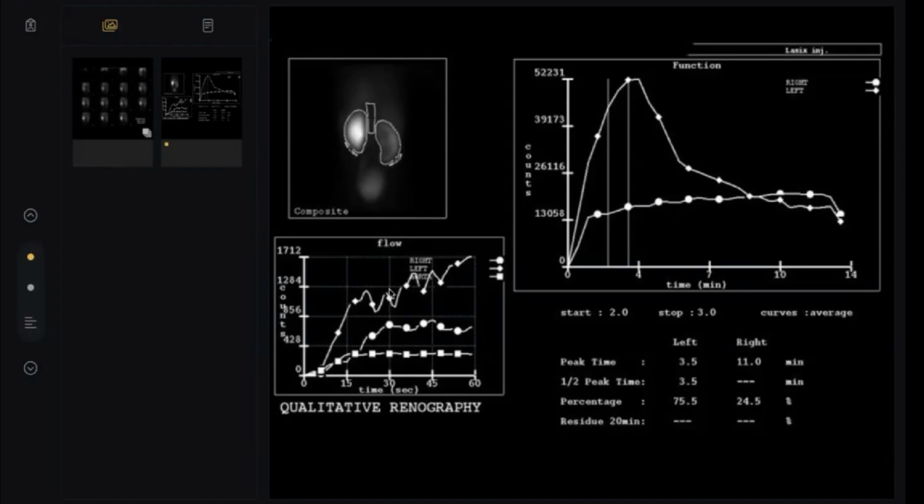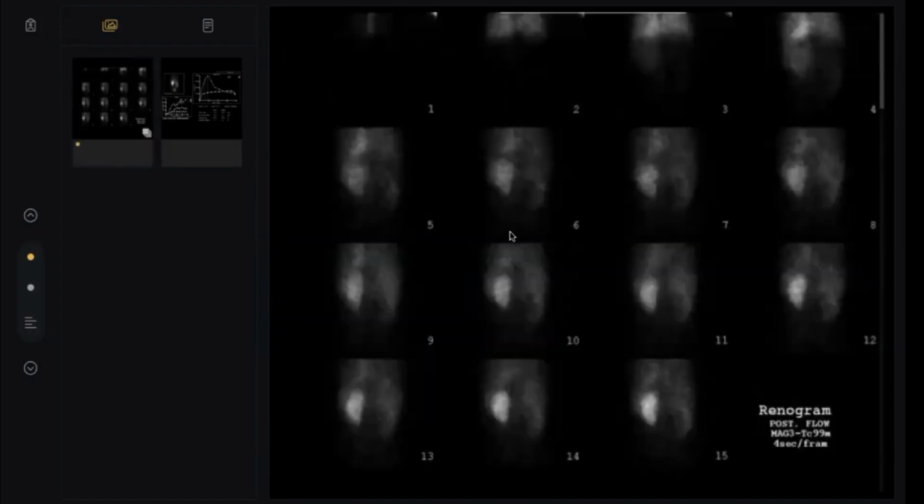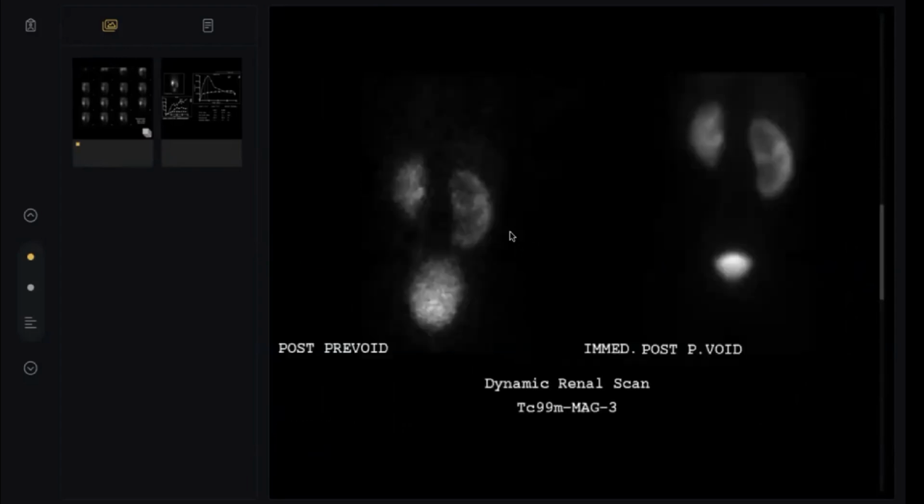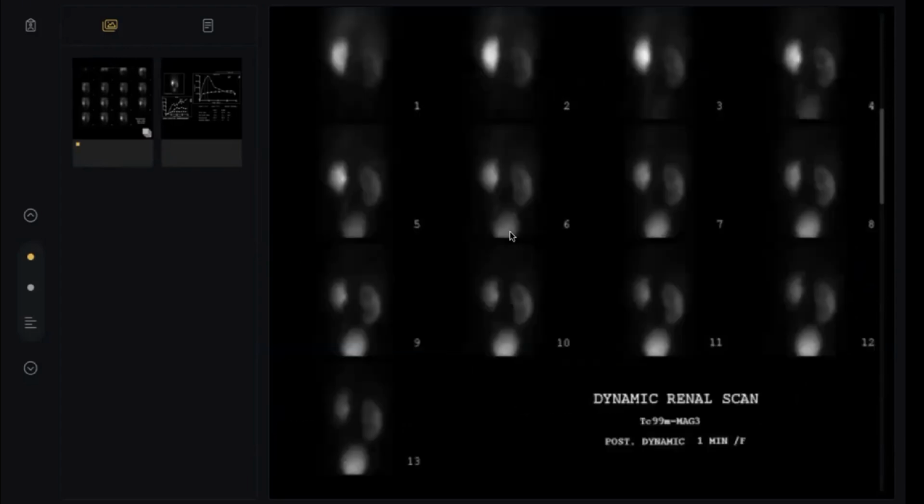And then, what's your differential diagnosis here, doctor? In my differential diagnosis, it could be an obstructed kidney. Excellent.